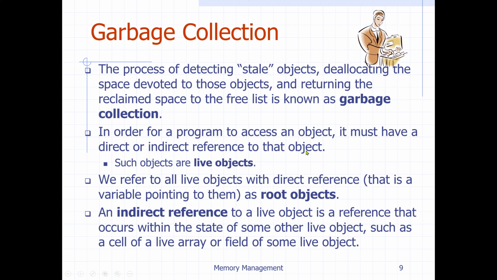Now, in order for a program to access an object, it must have a direct or indirect reference to that object; such objects are live objects. We refer to all the live objects with direct references, that is, a variable pointing to them, as the root objects. An indirect reference to a live object is a reference that occurs within the state of some other live object, such as a cell of a live array or a field of some live object.